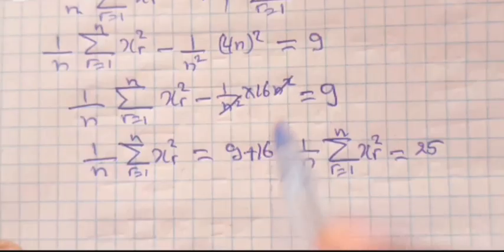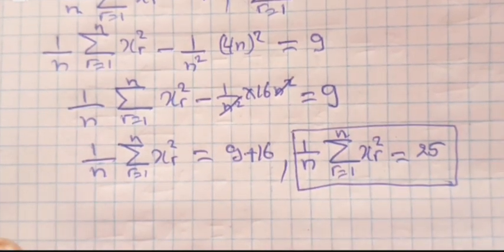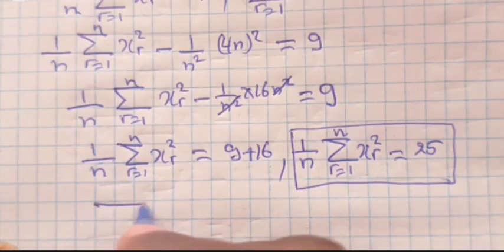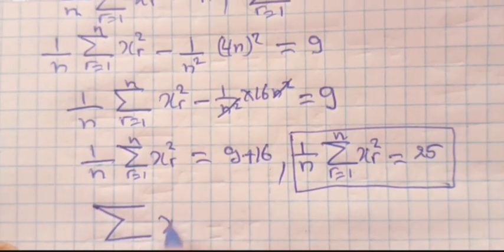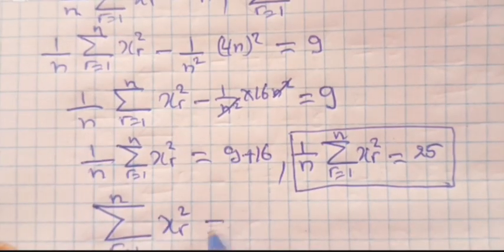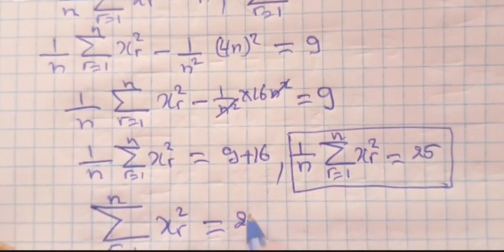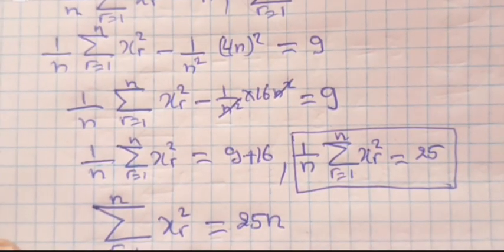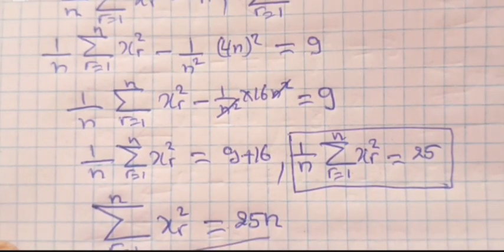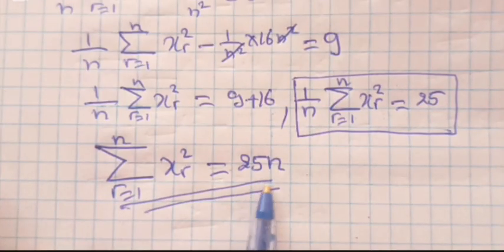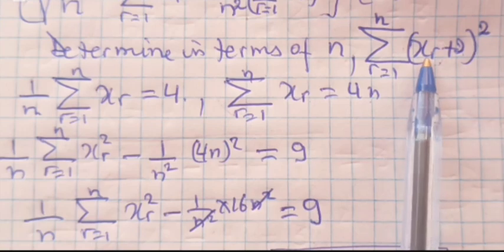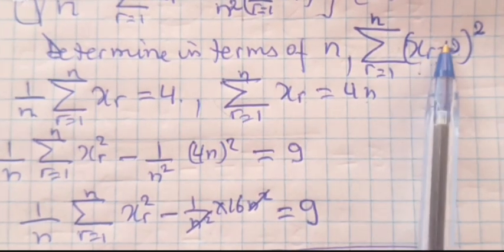So, according to this, what will happen if we multiply n on both sides? We shall have the sum of xr squared as r comes from 1 to n. This will be 25n. Okay, I do want you to keep this. This needs to be kept somewhere. Now, let's jump to what we need to transform in terms of n, which is this.